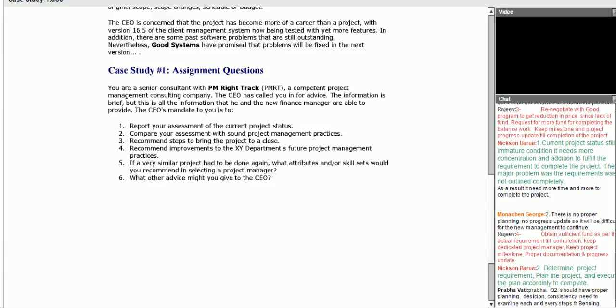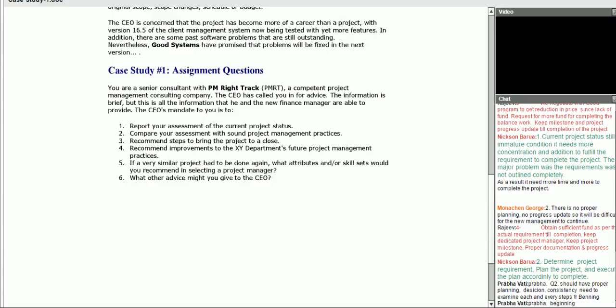That's good, Rajiv, for the fourth one. Recommend improvements to the departments for future project management practices. So, keeping the project in mind, first decide an approximate budget for that particular project. Get it approved from the steering committee, saying that this is your requirement and this much budget you will be requiring for the completion of the project.